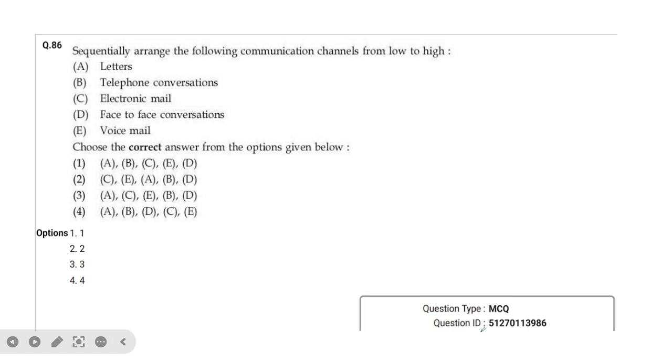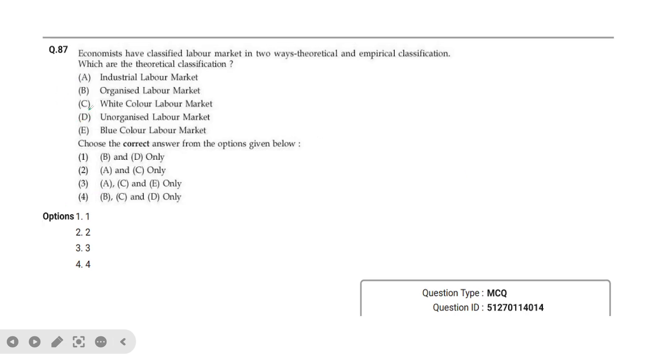Question number 86: sequentially arrange the following communication channels from low to high. Letters, telephone conversations, electronic mail, face-to-face conversations or voice mail. So the answer is option 3. Starting with letters, then electronic mail, then voice mail, then telephonic conversations, and last is face-to-face conversations.